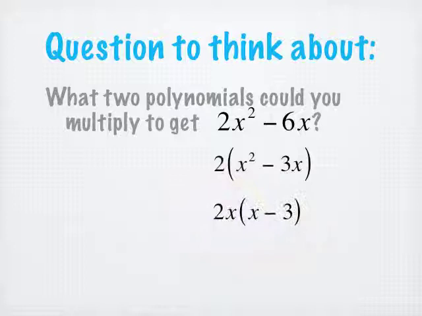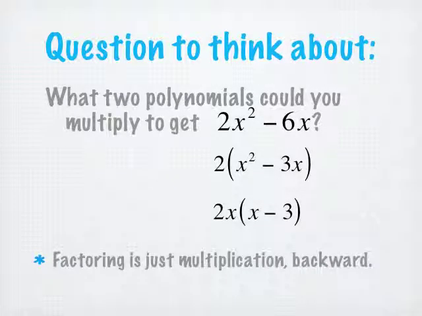So what if we wrote it as 2x times something? Well, if we did 2x times x, that gives me the 2x squared. And 2x times negative 3 would give me the negative 6x. So that's all we're doing. Factoring is just multiplication backwards. An answer to what we would have done in chapter 5 is a question in what we're doing in chapter 6.